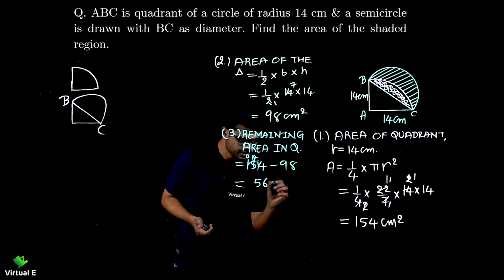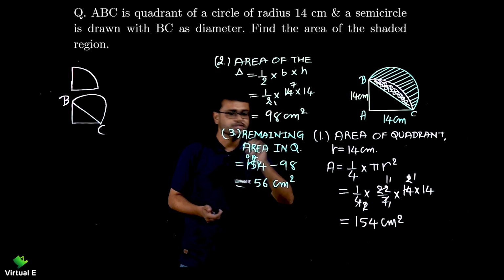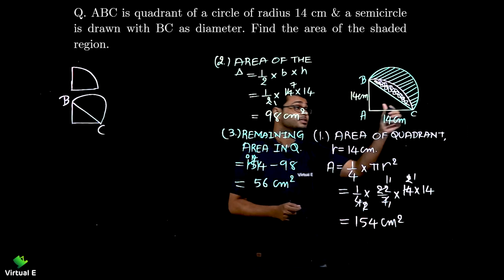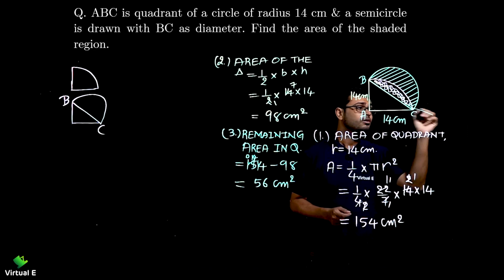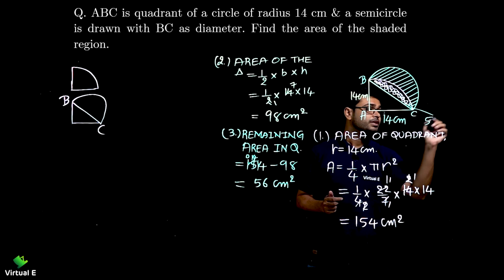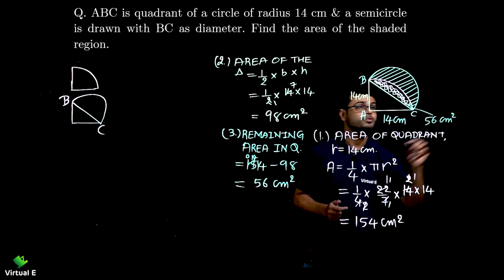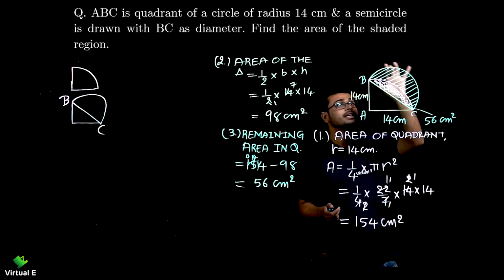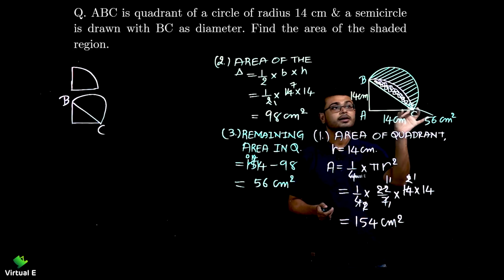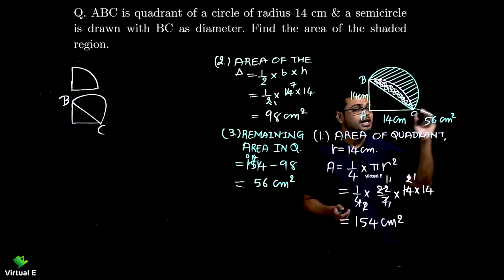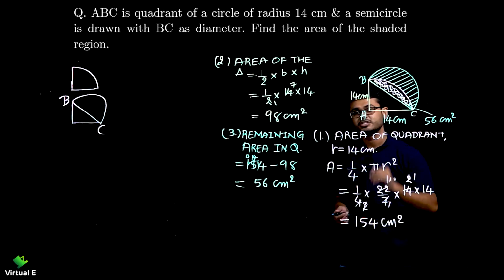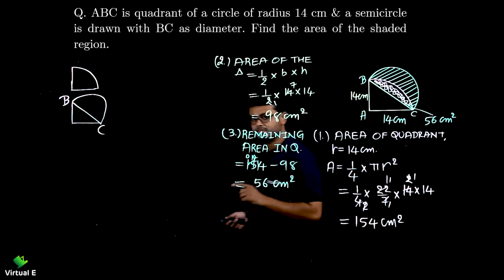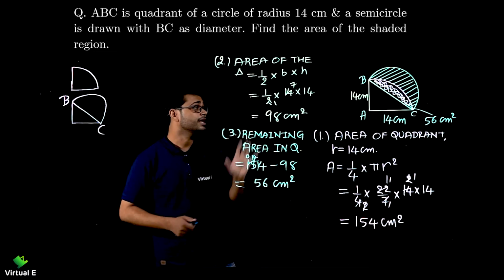So 56 centimeter square. That's done. So this is the area of the 56 centimeter square. Now we are done up to this. Now what will I be doing? I will find the area of this semicircle, right? And from this semicircle, I will be removing this 56, so I can get the area of the shaded region. So we are good at that point.